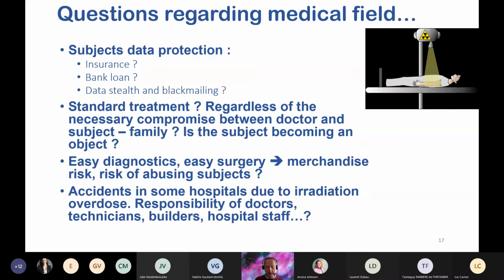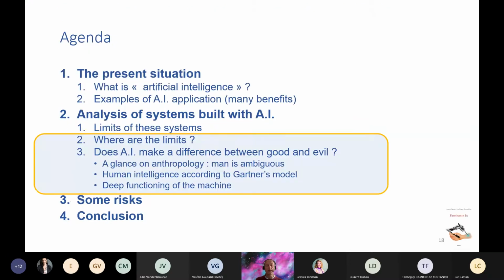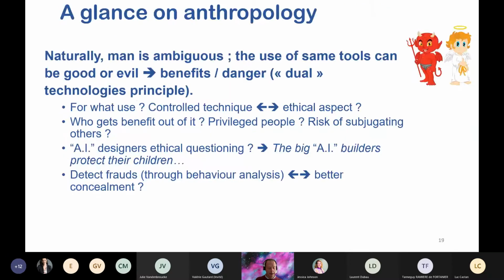Through all these questions, I try to highlight the fact that although AI is providing a lot of benefit, there still are risks, and even some new risks appear. So let's have a glance at anthropology.